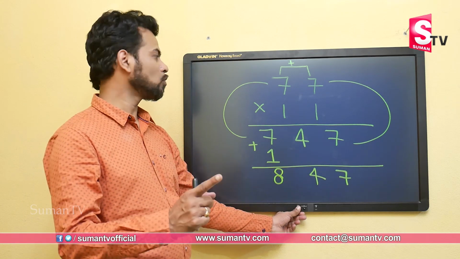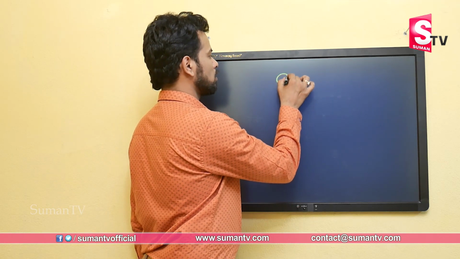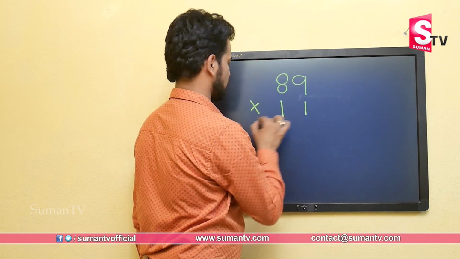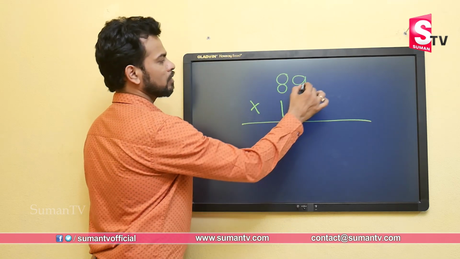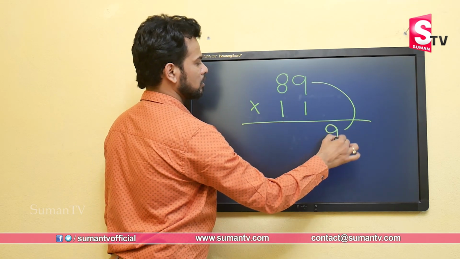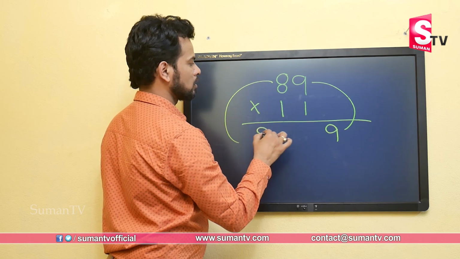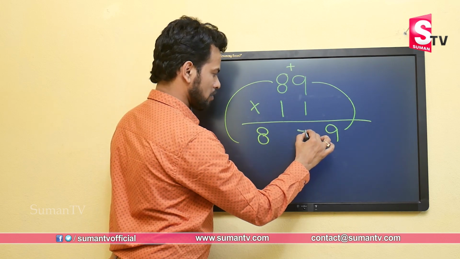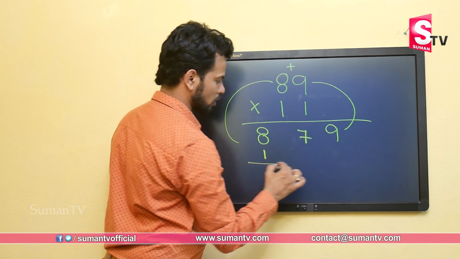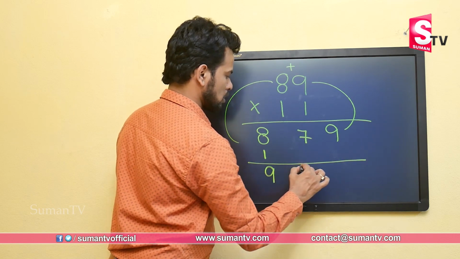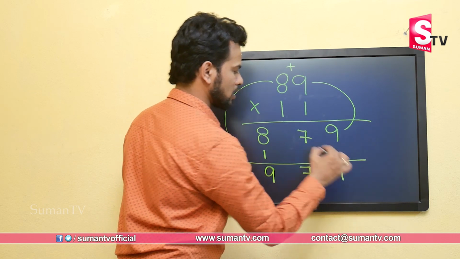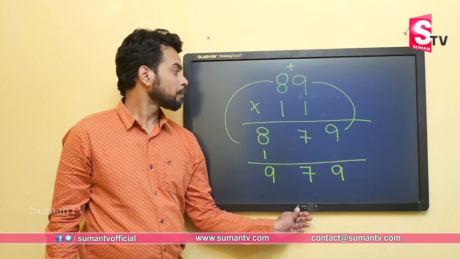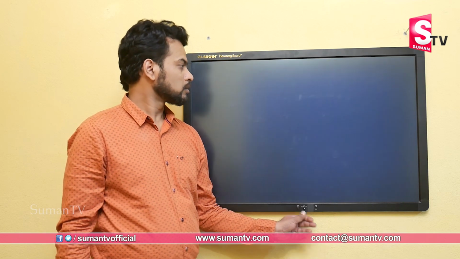847. Let's do one more example in this. If we multiply 89 with 11. Okay, so let's see. First we will place 9 here, we will place 8 here, and then 8 plus 9, that is 17. So 7 in middle place and 1 will carry over here. So this is 979. So hope you understood how to multiply with 11.